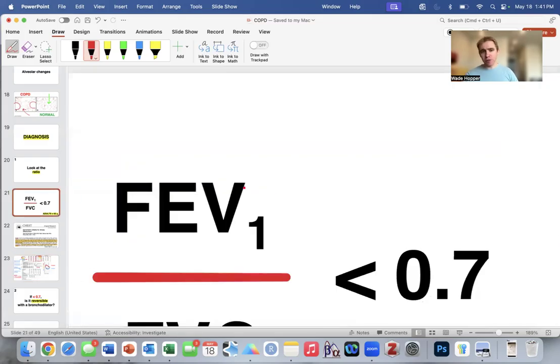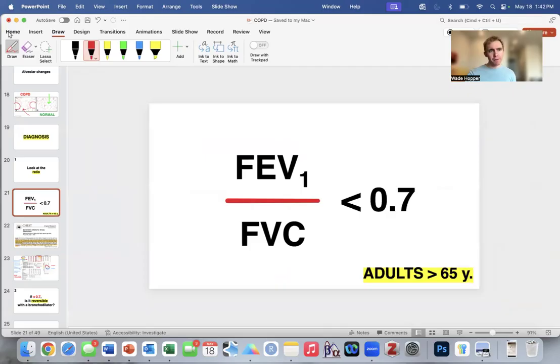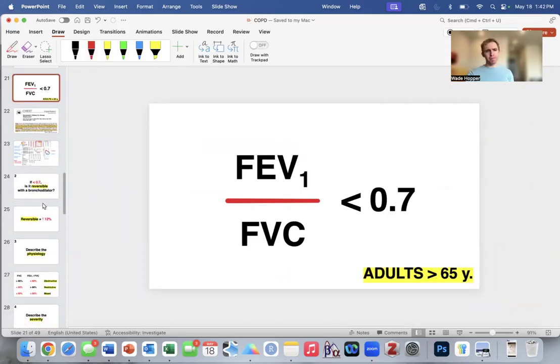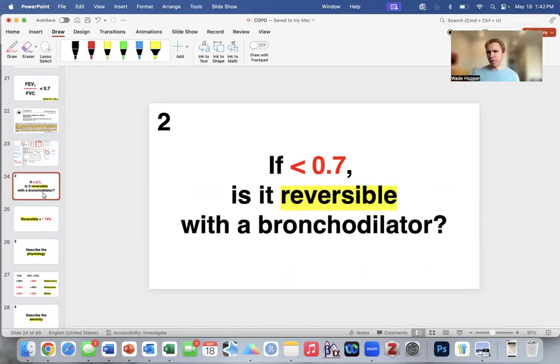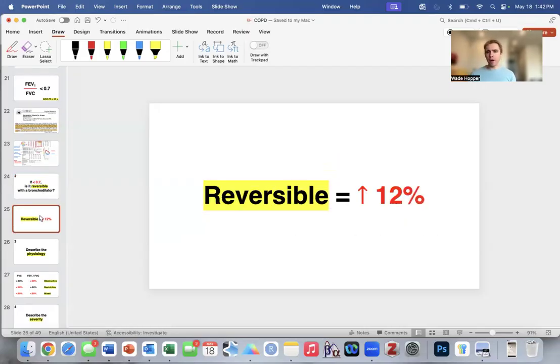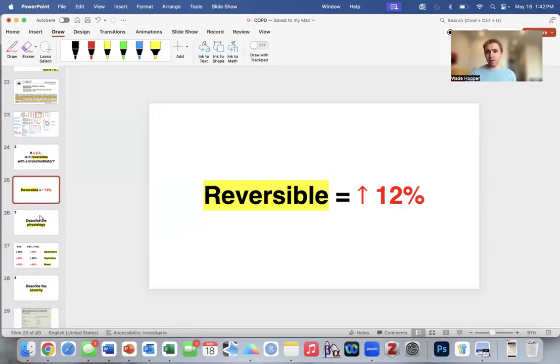But again, for the diagnosis of COPD, generally speaking, you're looking for an FEV1 FVC ratio less than 0.7. So if it is less than 0.7, then your next step as a clinician is to figure out if it's reversible with a bronchodilator. Because if it is, then you could be dealing with asthma and not COPD, because asthma is a reactive airway disease that gets better with bronchodilator therapy. And we define reversible as improvement of 12% or greater after the bronchodilator inhaler is given. So if there is no improvement and the patient stays low, that ratio stays low, then you just diagnose COPD.